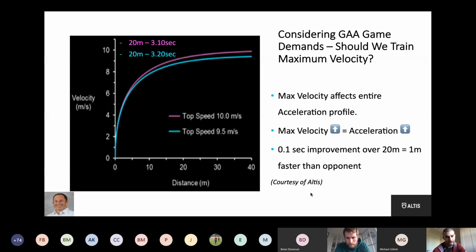Do you want to add, Kieran? Yeah, no, just highlights the importance of training max velocity, that it affects the whole sprint profile. And that 1 meter, as we'll show here now in the clips, can be the winning and losing of matches in Ireland. Excellent.